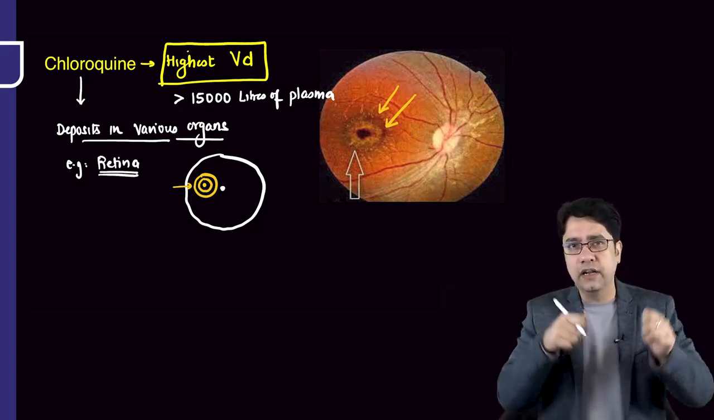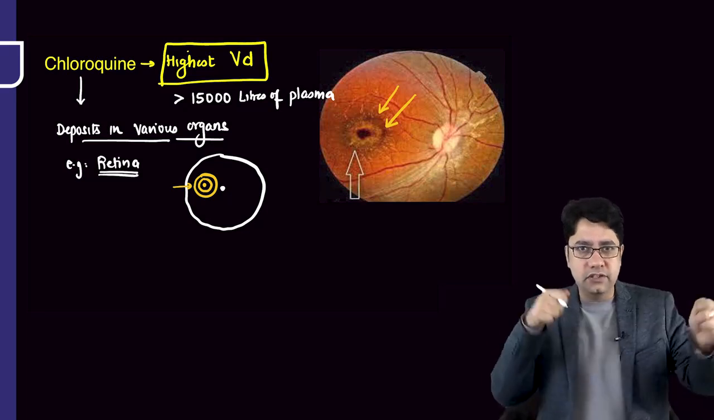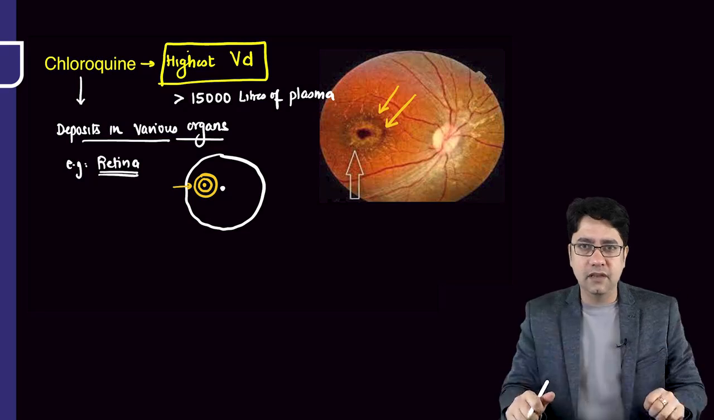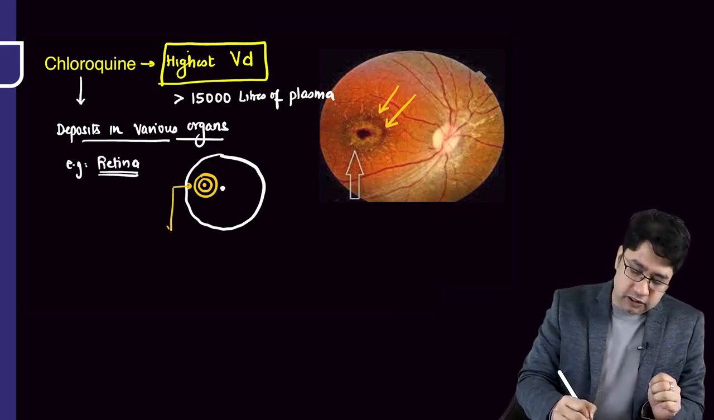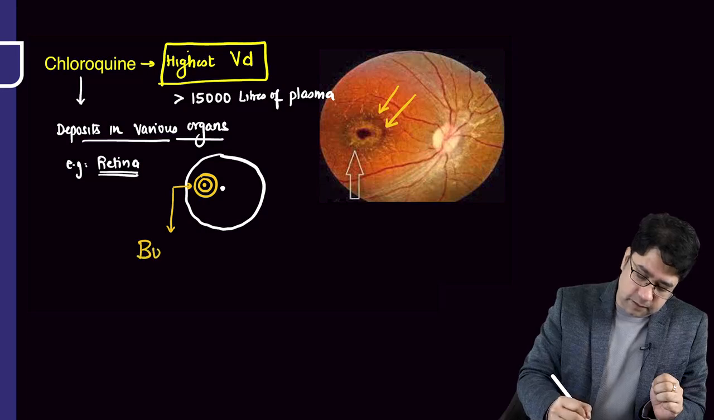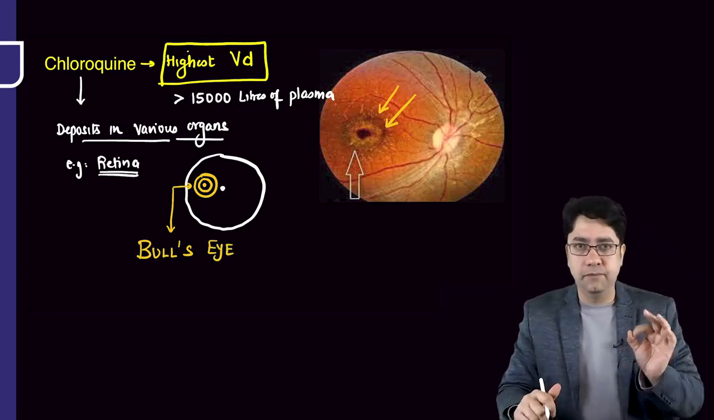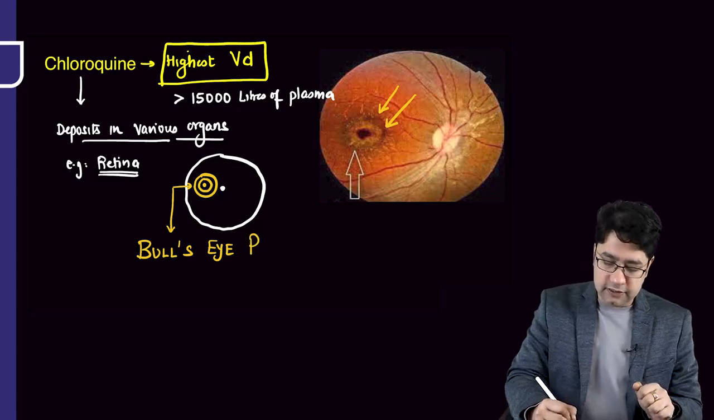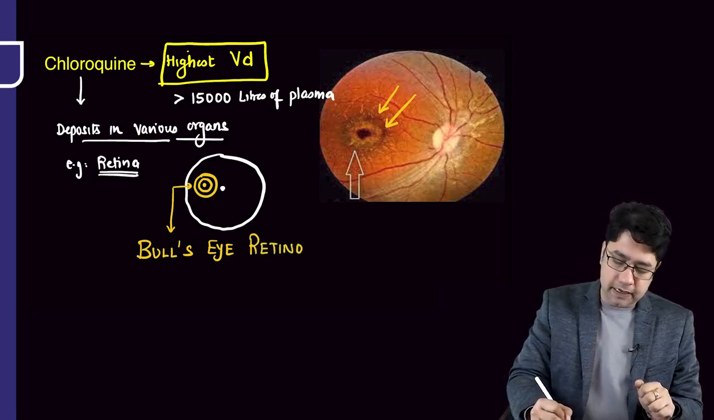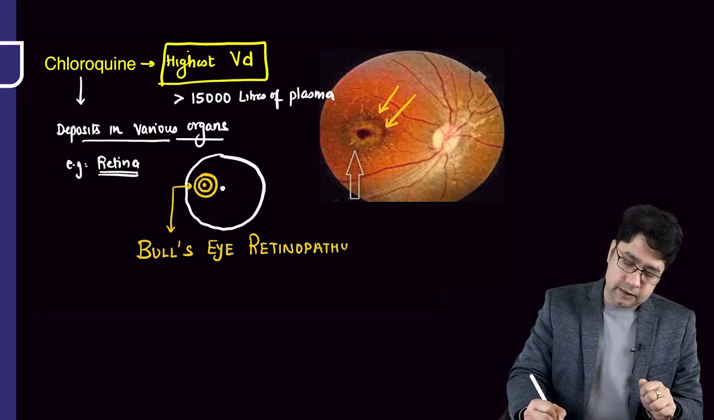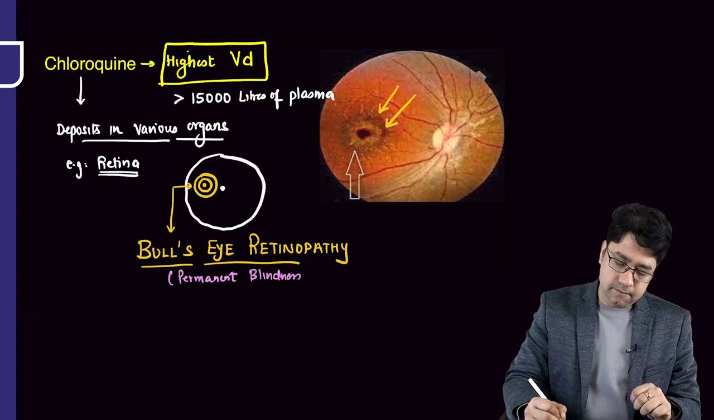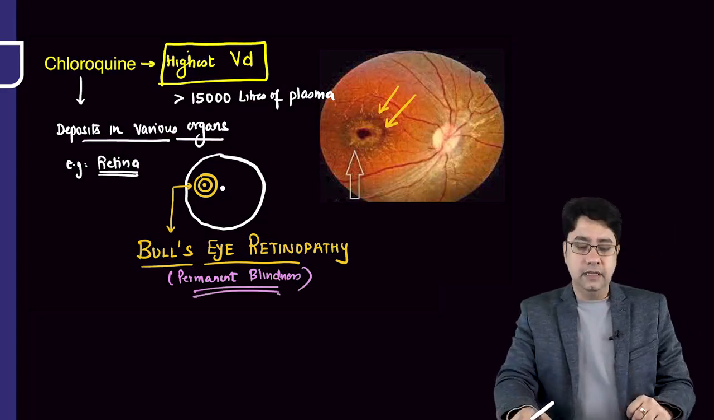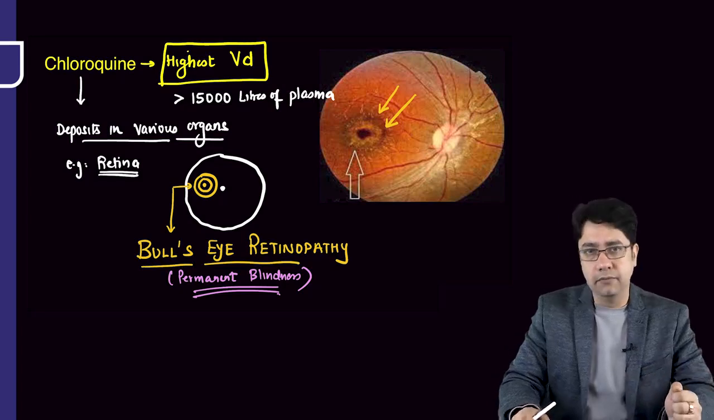Now, don't you think it is looking like a shooting board in which we shoot by gun or archery? This shooting board, which you see in sports, is also known as bullseye. That is why when chloroquine deposits in retina, it causes bullseye retinopathy. So this bullseye retinopathy causes permanent blindness. Right? Now, this is about hemodialysis.